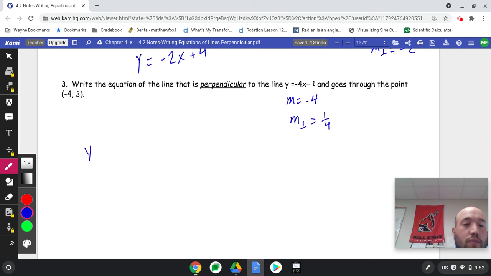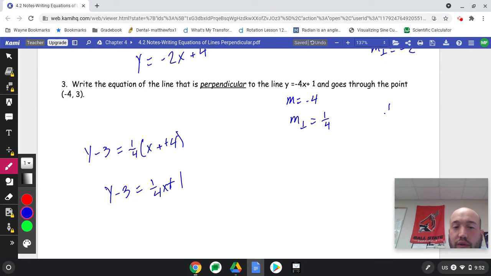Okay. So then y minus 3 equals 1/4 times x minus -4, which is the same as plus that 4. So we'll get y minus 3 equals 1/4 x plus 1. If you're not sure how we got that, 1/4 times 4, we'll get 4 over 4, which reduces to 1. All we got to do then is add 3 to both sides, and y equals 1/4 x plus 4.